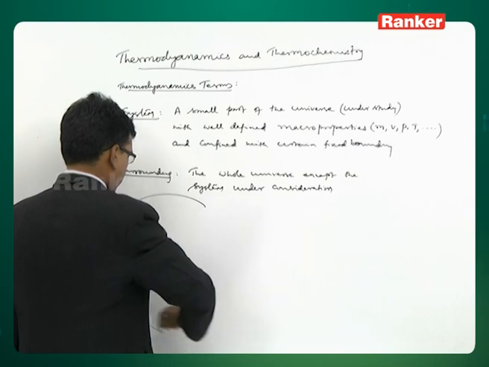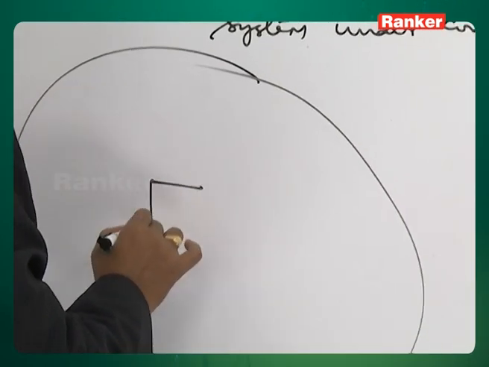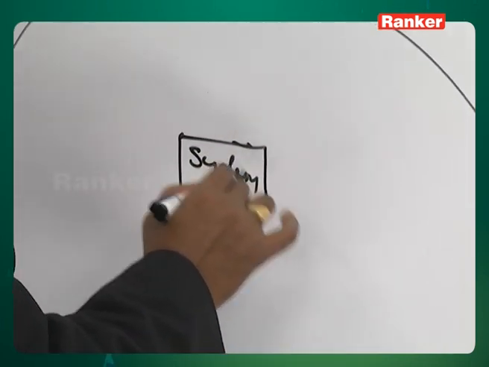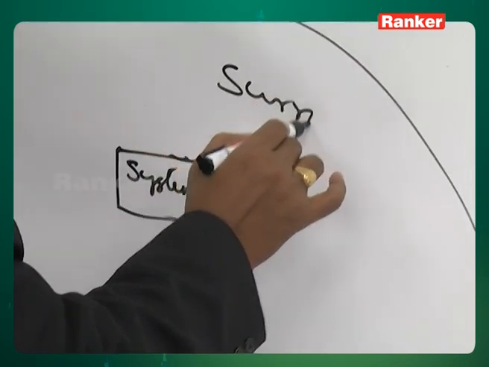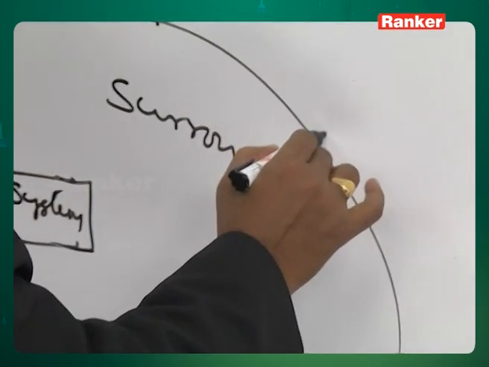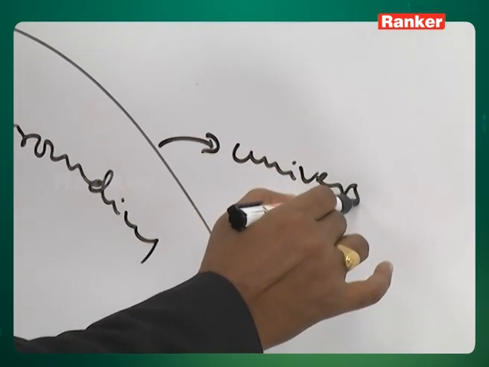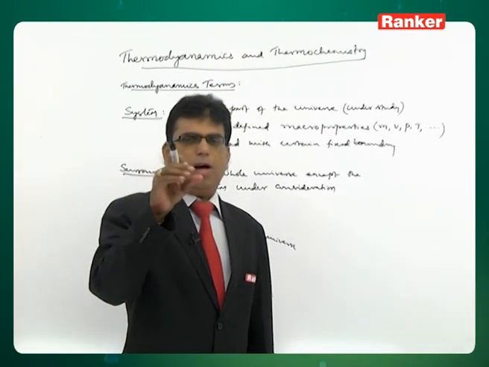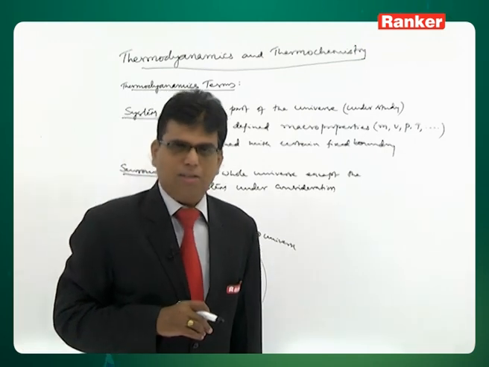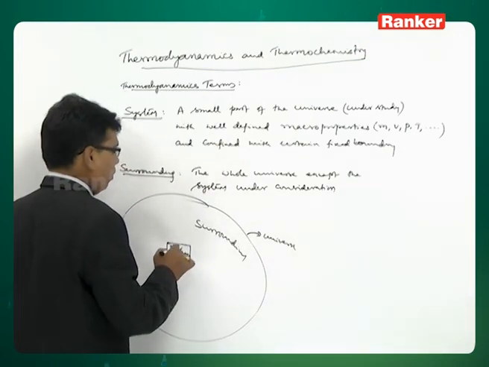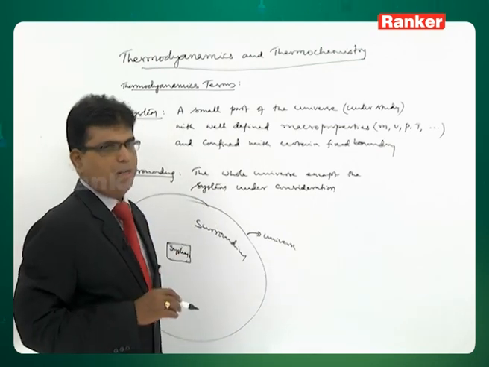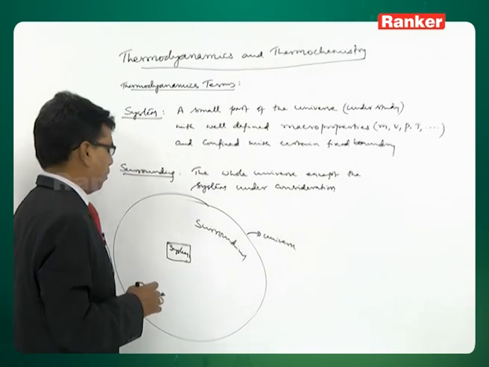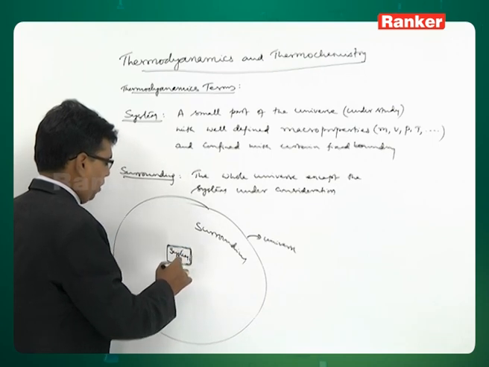So, if you consider that this is the whole universe, and in this a small part is your system, and this is the surroundings, and this whole thing is the universe. In the whole universe, a small part, the part under study, is defined with certain macro properties like mass or volume, temperature, pressure, density, area or any such measurable property, and is separated from the surroundings with a well defined boundary.